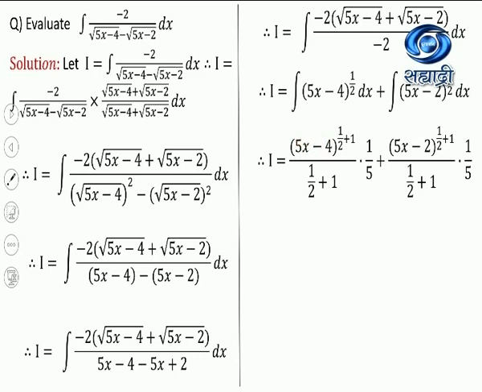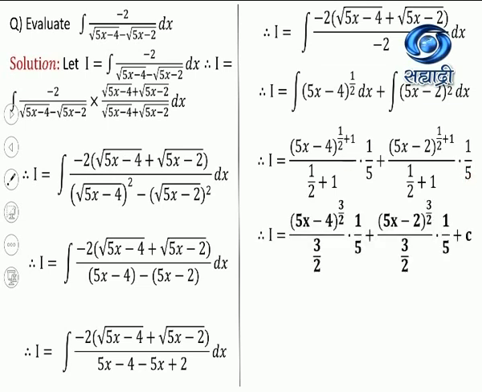Note here that it is not just x, it is 5x minus 4. So we divide by the coefficient of x, which is 5. So 1 by 5. Okay. Similarly, (5x minus 2) raised to 1 by 2 plus 1 upon 1 by 2 plus 1 into 1 by 5. Next step is 1 by 2 plus 1 is 3 by 2. So we are just writing that. Okay.